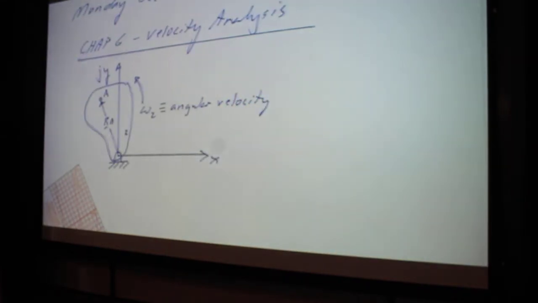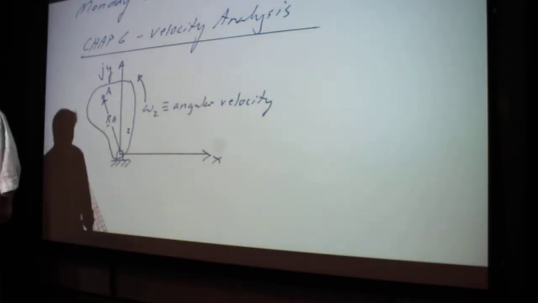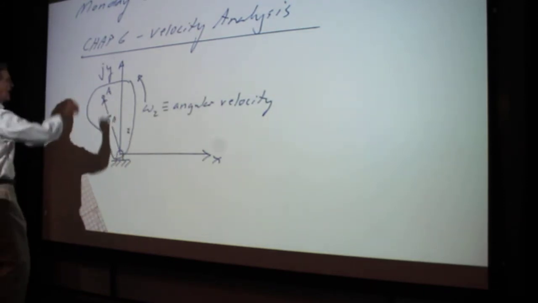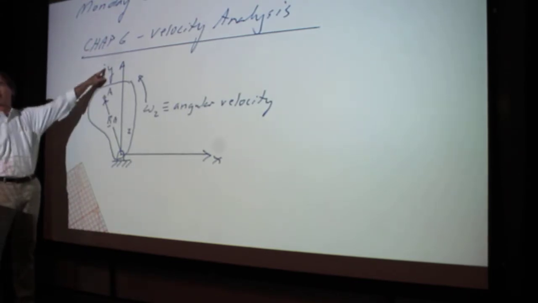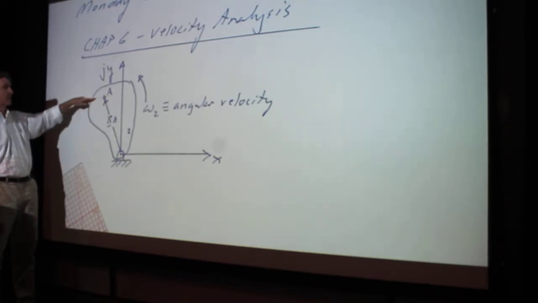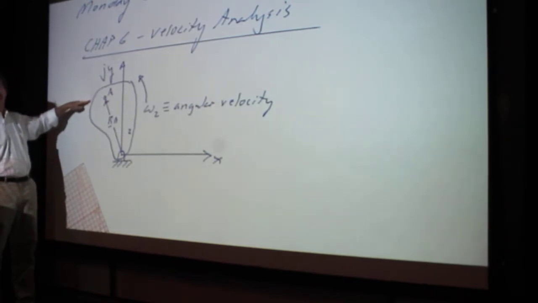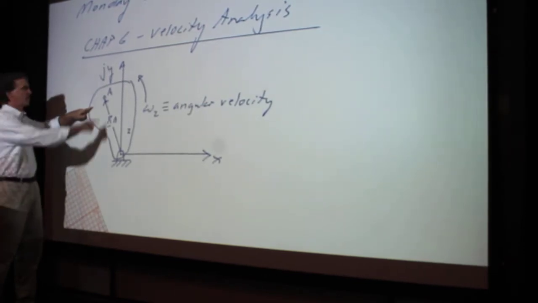So let me ask you, if I'm focused on point A here, and my omega 2 is going like that, what's the linear velocity of point A? Is it going straight up? Going like this? Is it normal to this? Why are you saying it's going like this? Because it has to be normal, or perpendicular. So it has to be perpendicular to that.